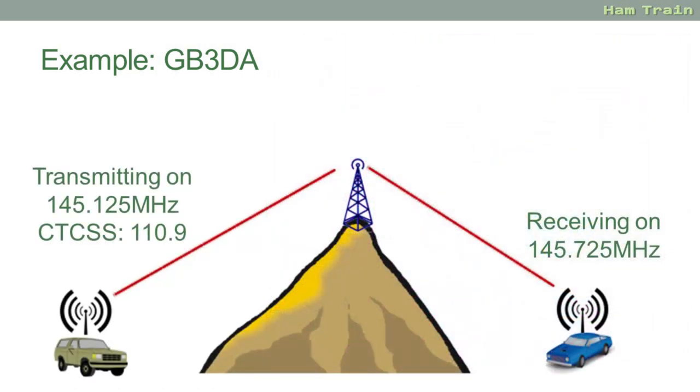Looking at this in practice, the vehicle on the left is transmitting on 145.125 MHz and also transmitting the CTCSS tone of 110.9. So if we're transmitting on 145.125, the receive would be 600 up. And you can see on the right here, 145.725 is the frequency to receive.